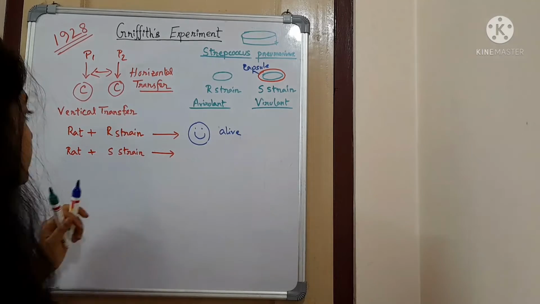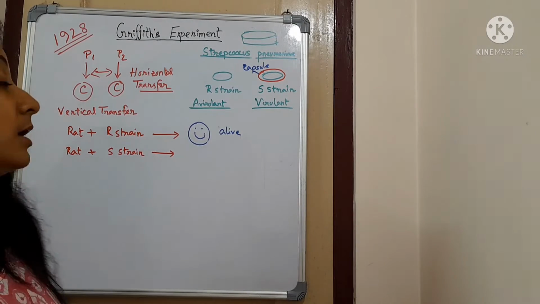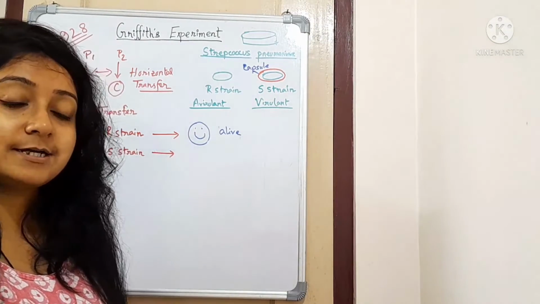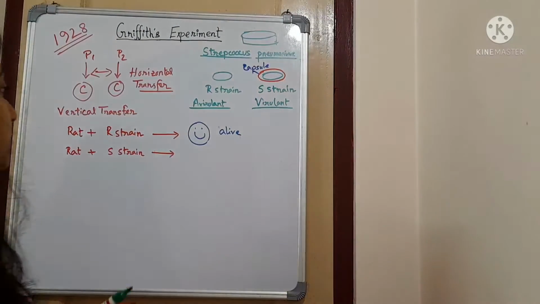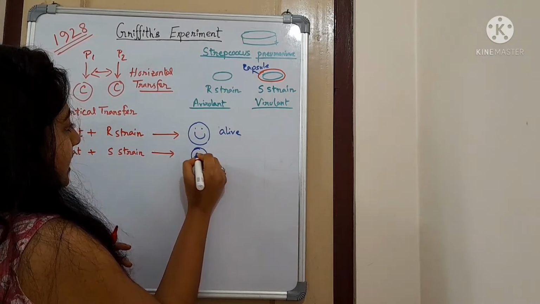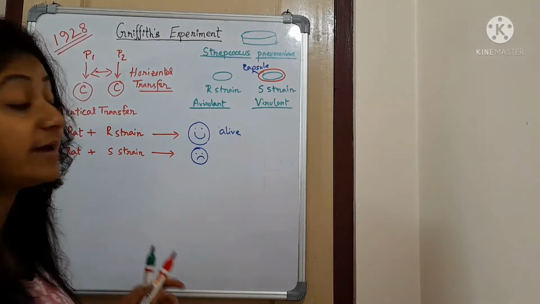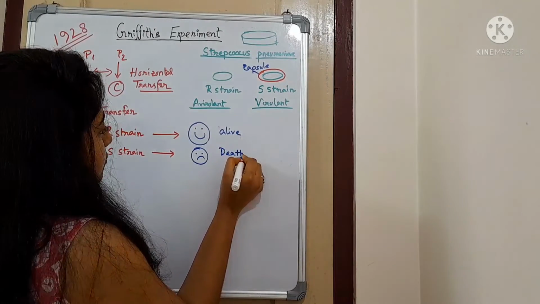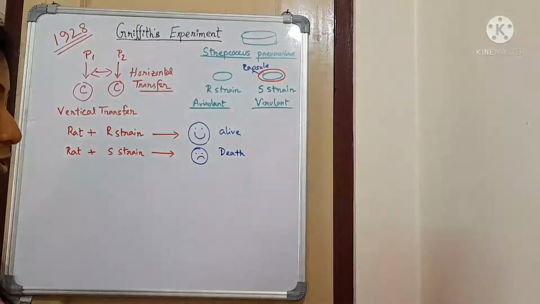So in this case, when he injected the S strain, the S strain is hiding its face under the cover, that is, under the capsule. So that is why the rat will die eventually, due to having this disease. So death of the organism was occurring. Death of the rat was occurring.